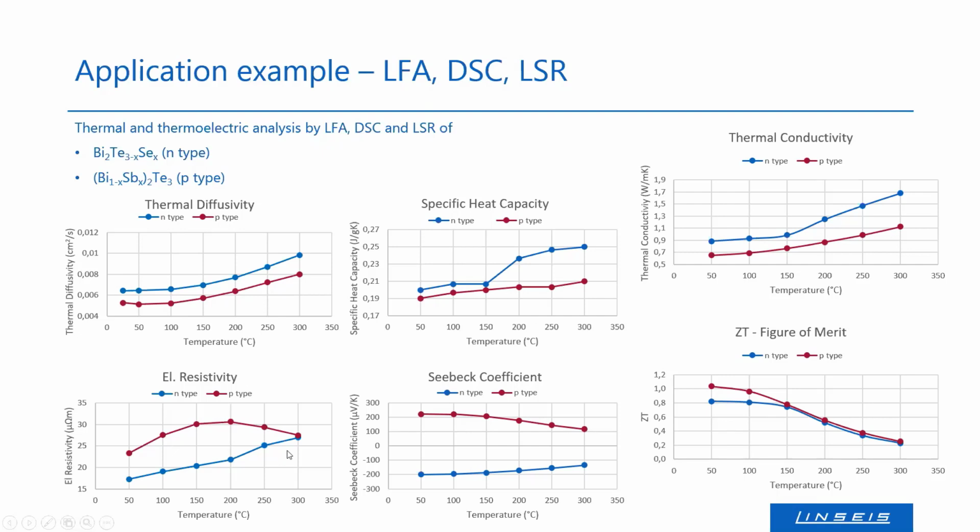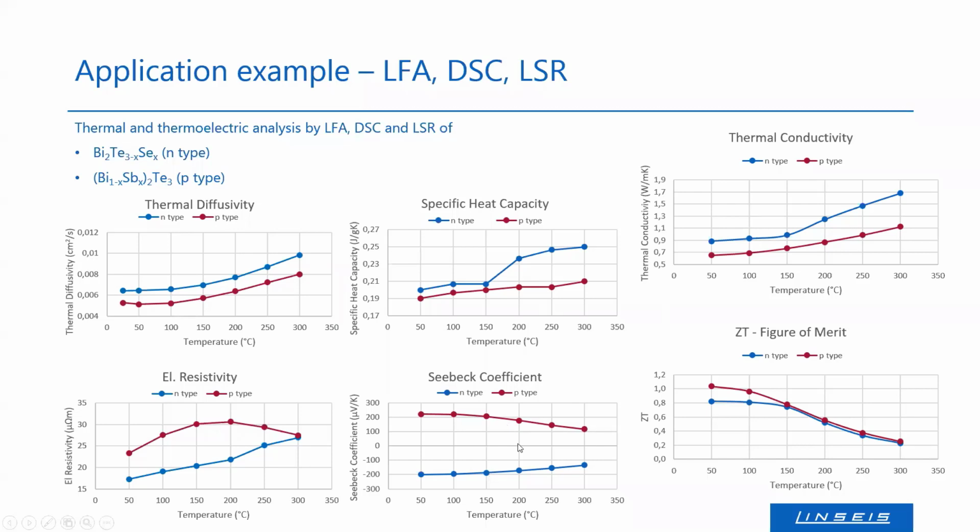The LSR was used for the electrical resistivity and Seebeck coefficient measurement. And here you can see the results. So here for the resistivity, the P-type sample shows higher values compared to the N-type material, and the Seebeck coefficient is nearly the same for both materials, only the sign is different.